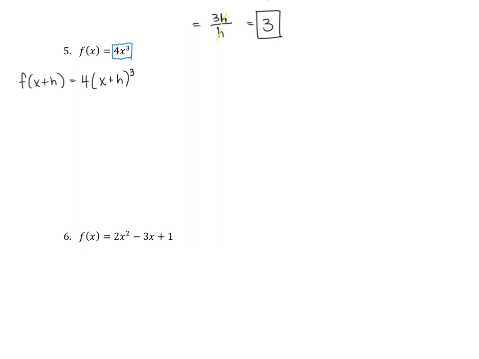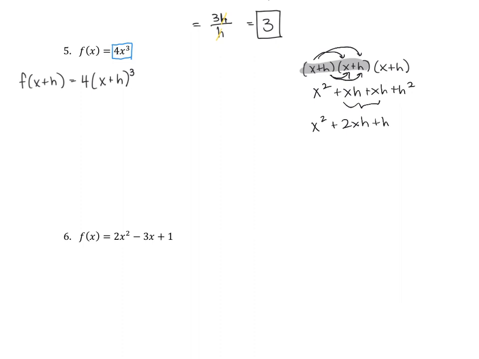I'm going to have to do some scratch work here. That means x plus h times x plus h times x plus h. So what you want to do here is you're going to start with just 2 of them. So I'm just going to look at 2 of these and distribute those, and then I'll use the last one in a minute. So this is going to be x times x is x squared, x times h is xh, h times x is xh, and h times h is h squared. I'm going to combine these like terms. So I have x squared plus 2xh plus h squared. Okay, so that was the first 2.